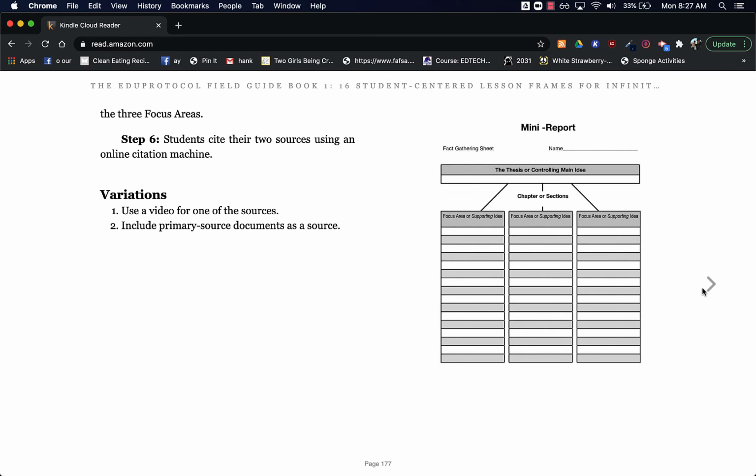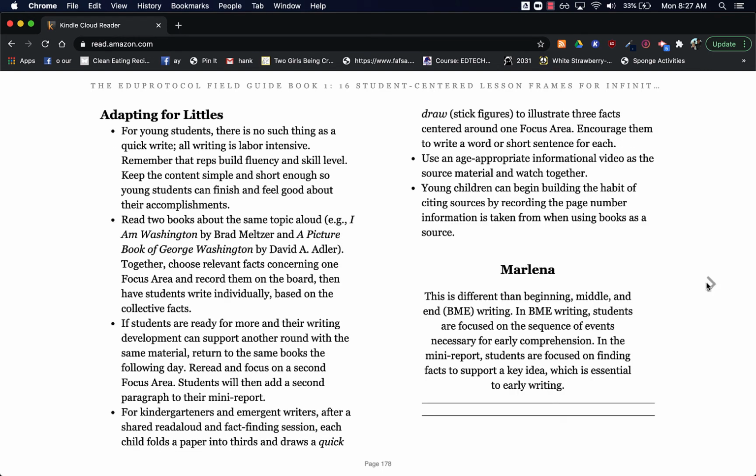You can use a video, primary source documents, all sorts of things. She recommends for littles that maybe it is just kind of doing it with read alouds and doing this all collaboratively and having them focus on maybe just a short couple of sentences on a certain topic and maybe returning to it the next day. Maybe for students who are unable to write or are just getting there, you could do that fact-finding section and draw a quick stick figure illustration around that focus area.